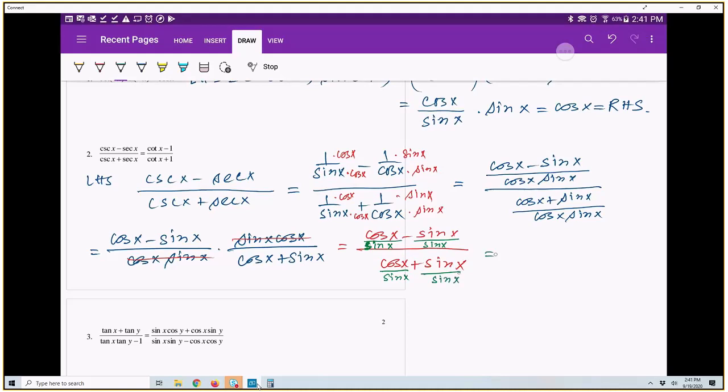Cosine x over sine x is cotangent x, minus sine x over sine x is 1. Cosine x over sine x is cotangent x, plus sine x over sine x is 1. And that's exactly the right-hand side I wanted to have. So we have established the trigonometric identity. So this is the work that we are going to repeat.